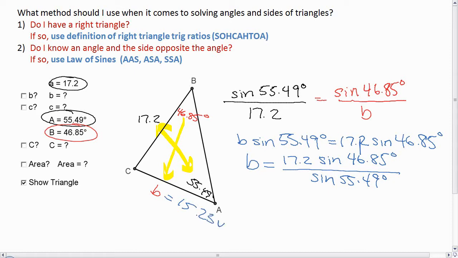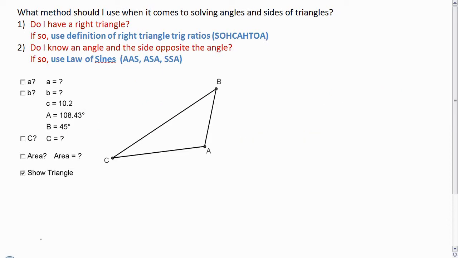This is a case where I was given an angle, followed by an angle, followed by a side. So law of sines can be used to find angle, angle, side. My second example will be an angle side angle, where I know the angle for A is 108.43 degrees. I know my second angle B is 45 degrees, and I know side C, which is in between them, is 10.2. Except that the one side that I do know does not actually have an angle opposite it that I know. So it seems I might be violating my number 2 question.